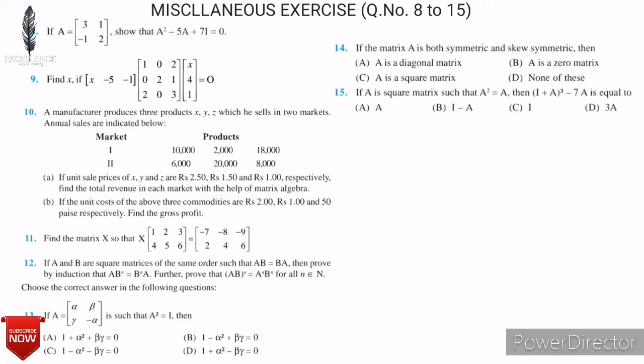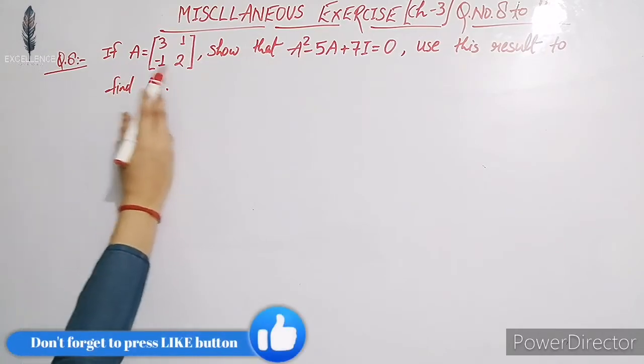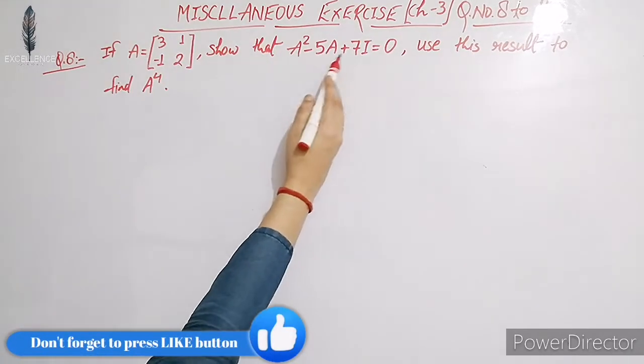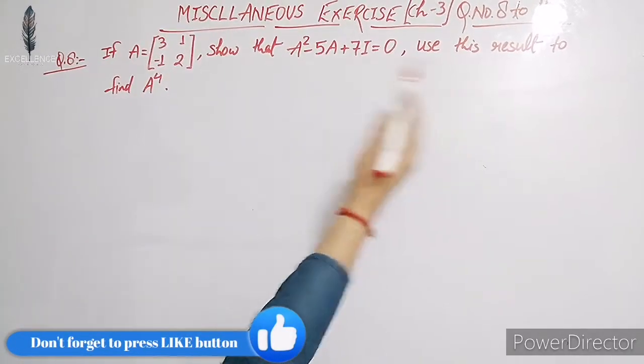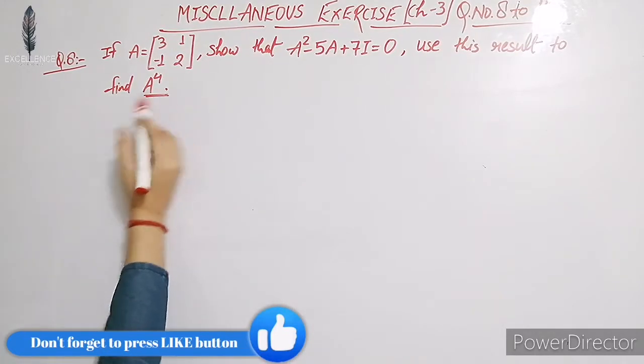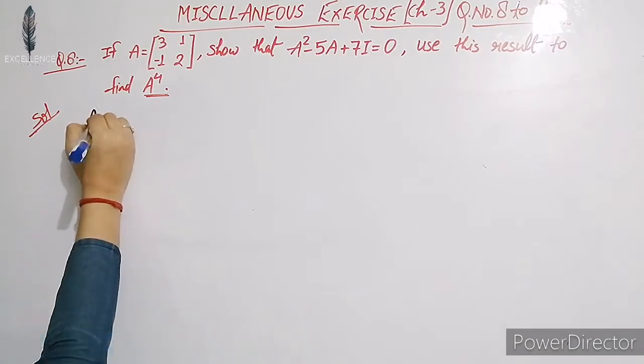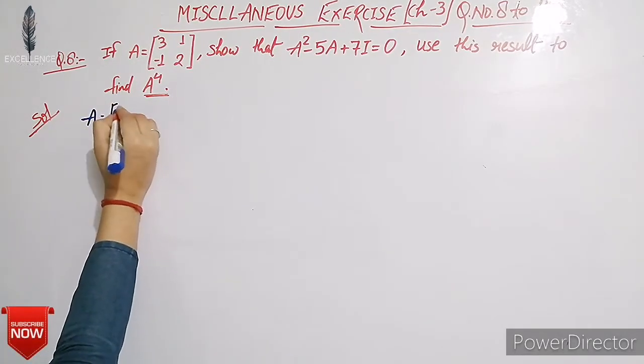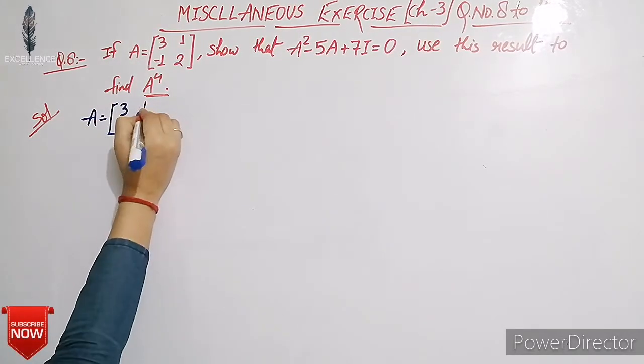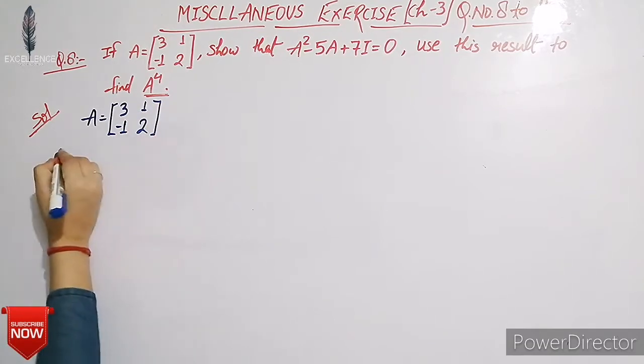Today we discuss miscellaneous exercise question number 8 to 15. Let's see the question number 8. Here a matrix is given and we have to show that A square minus 5A plus 7I equals 0. Use the result to find A raised to 4. So first, it is given that A equals [3, -1; 1, 2].